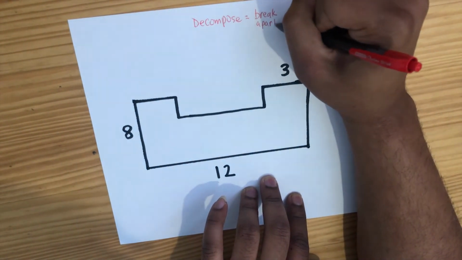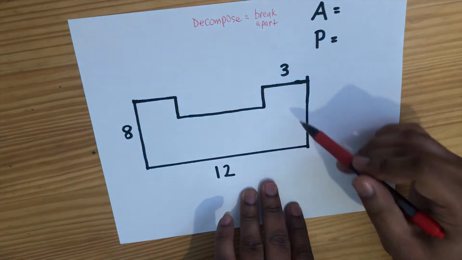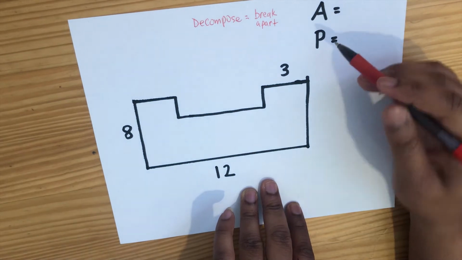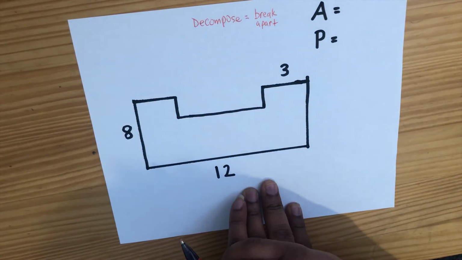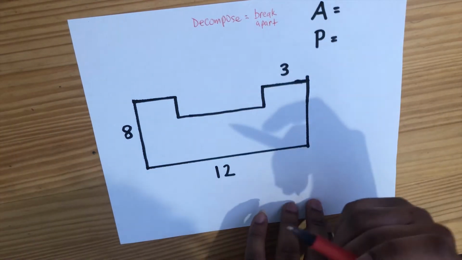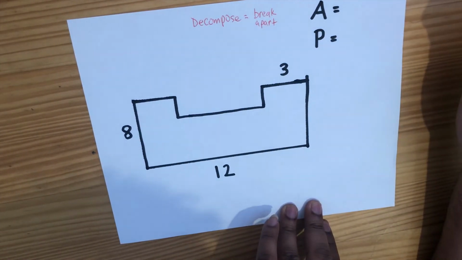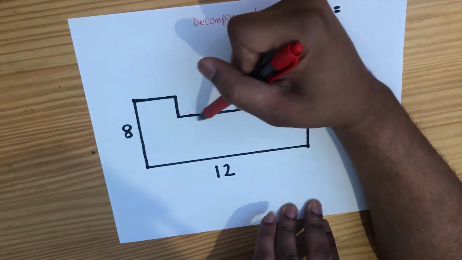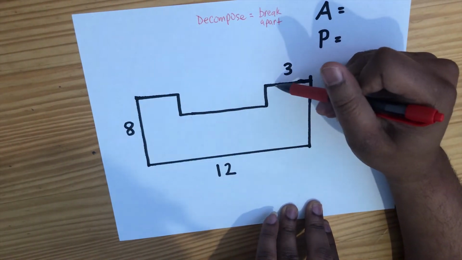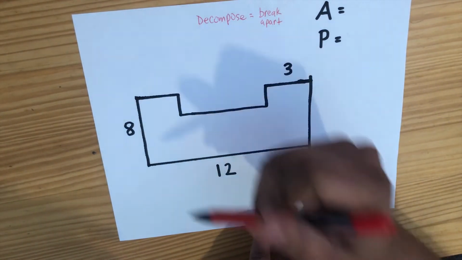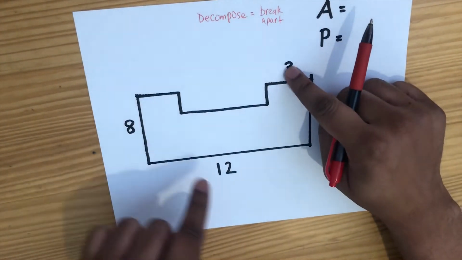So instead of trying to find the area and perimeter of this one shape, which would be a lot more challenging for us, we're going to decompose, or break apart, this shape. Before we do that, let's take a look at what we have here. First of all, let's count how many sides this shape has. 1, 2, 3, 4, 5, 6, 7, 8. 8 sides. Do I have 8 numbers?